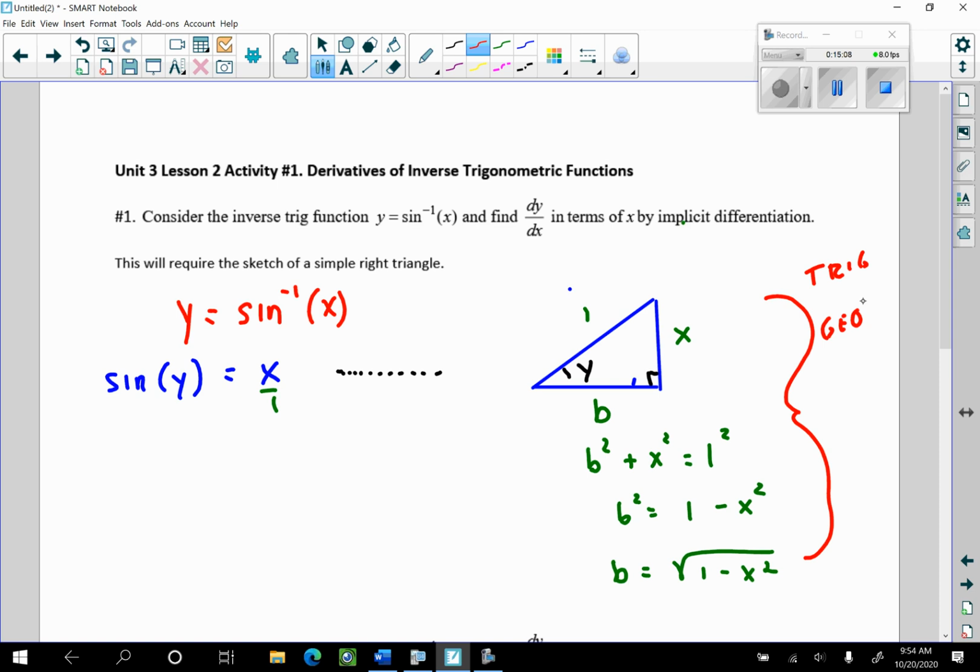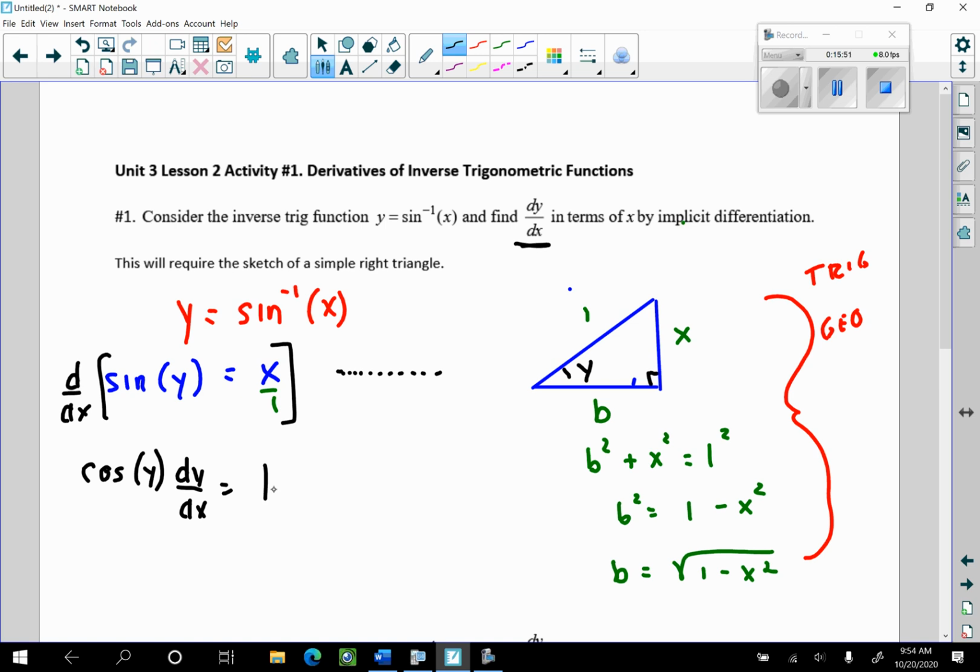Back to calculus. Now I'm going to d dx both sides because my goal was to find dy dx. So I'm going to d dx both sides of this. What's the derivative of sine? Cosine, correct? So this is going to be cosine of y. What's the derivative of the inside? Dy dx. What's the derivative of x? 1.